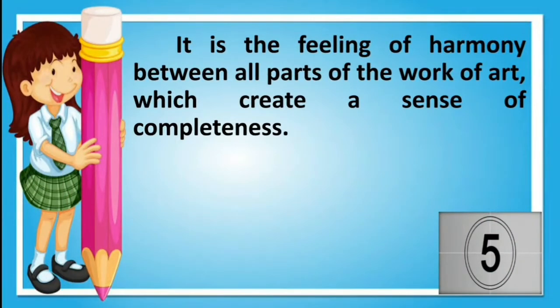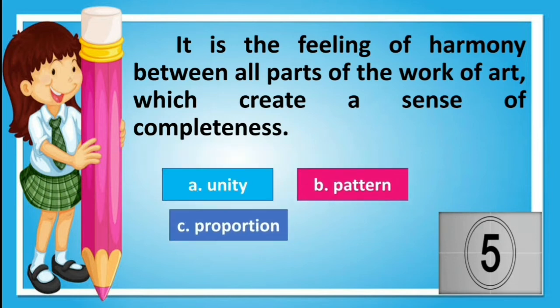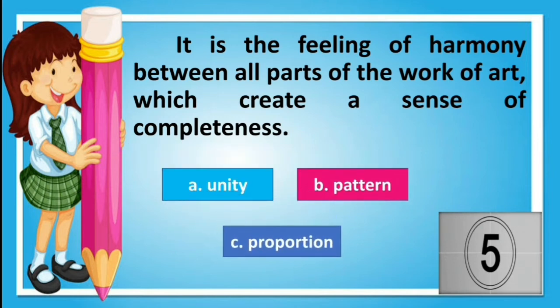Number 2. It is the feeling of harmony between all parts of the work of art which creates a sense of completeness. A. Unity. B. Pattern. C. Proportion. Timer starts now. And the answer is A. Unity.